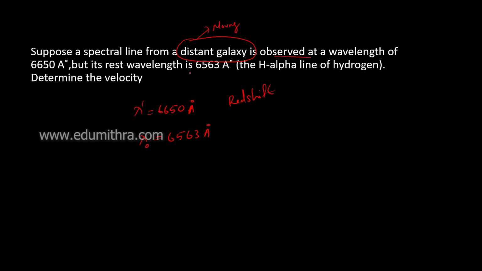Now what do we want to calculate? We want to calculate the delta lambda. Delta lambda is equal to lambda dash minus lambda 0. So 6650 minus 6563. Can you calculate it?